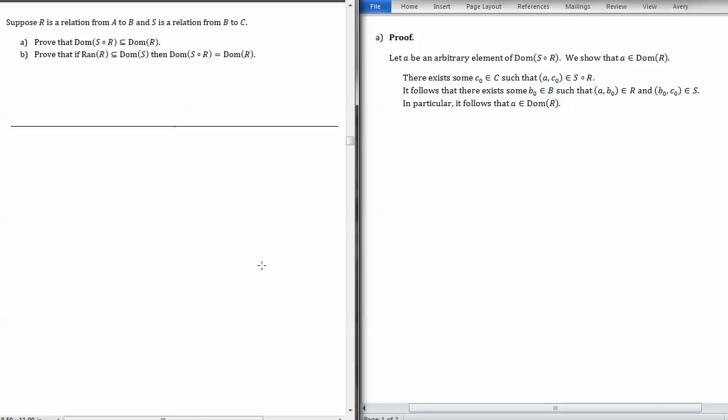Now for part B, we're going to prove that if the range of R is a subset of the domain of S, then this thing we proved earlier, the subset statement, is actually an equality. Okay, so I mean, we've already proved that the left side is a subset of the right side, so all that's left is to prove the right side is a subset of the left side. Let's try and see if we can illustrate why that should be the case.